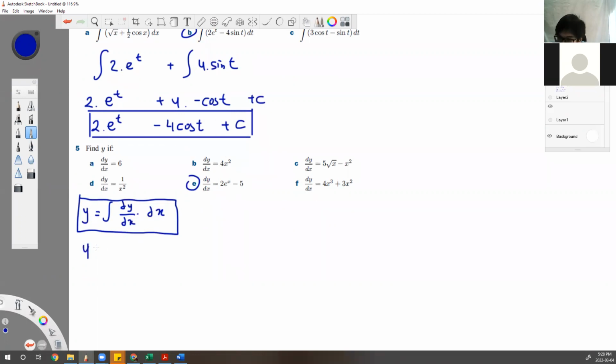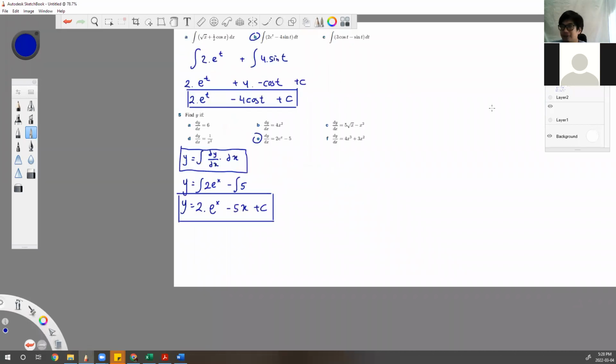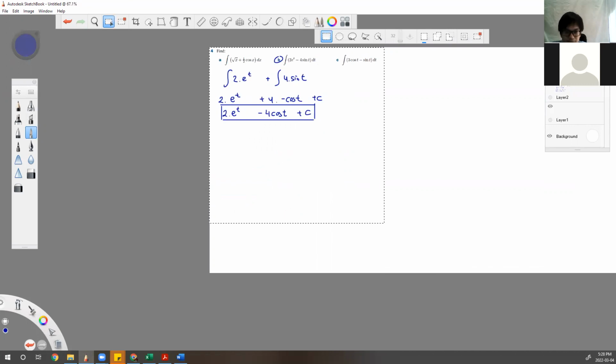So y equals the integration of 2e power x minus 5, right? So 2e power x, let it be, minus 5x plus c, done. Okay, way simpler than the previous question. That's for 15E part 1. Now we go to 15E part 2.